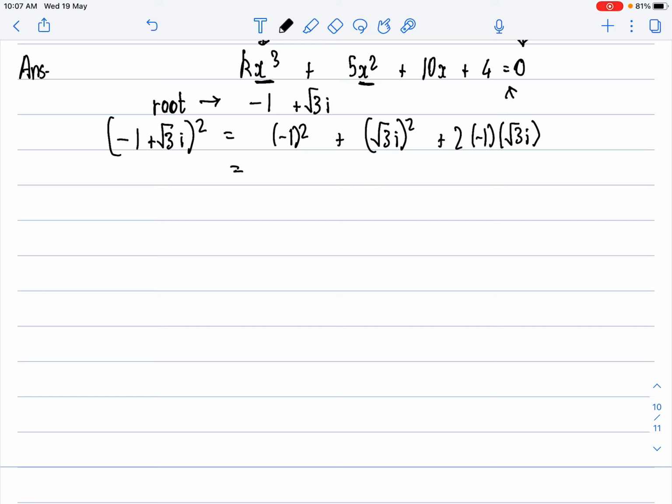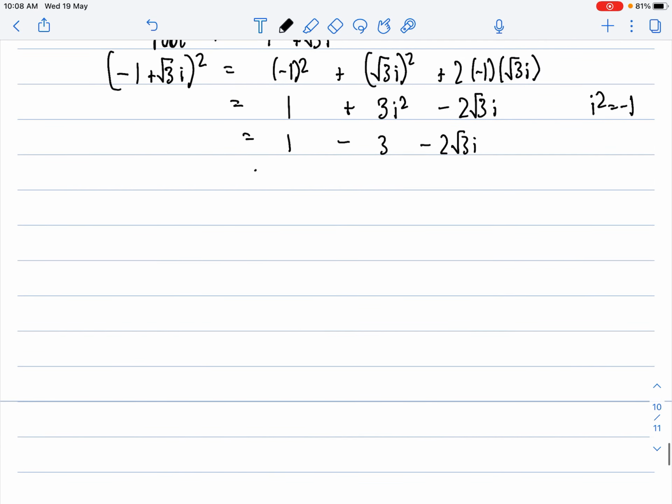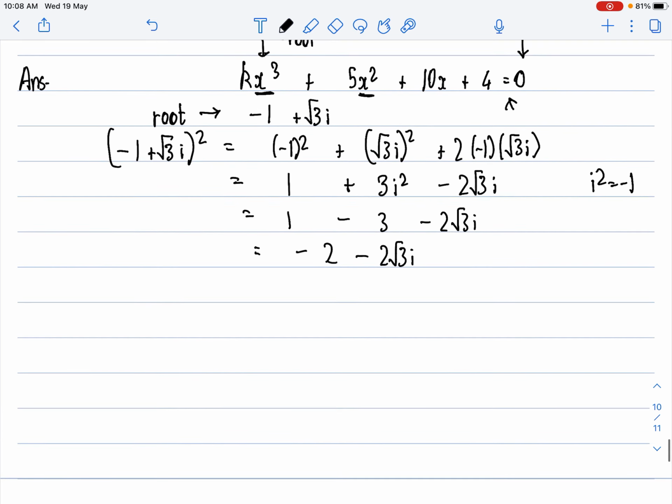So now I can write this basically as minus 1 the whole square, which is 1, plus root 3 whole square, which is simply 3i square, minus 2 root 3i. See how much time this will save you. Now I know i square is minus 1, so this is 1 minus 3 minus 2 root 3i. So I can simply write this as minus 2 root 3i.